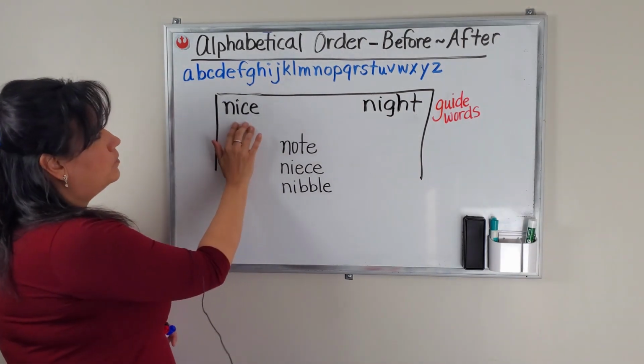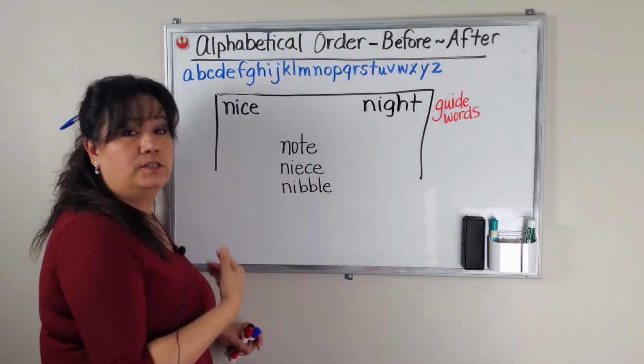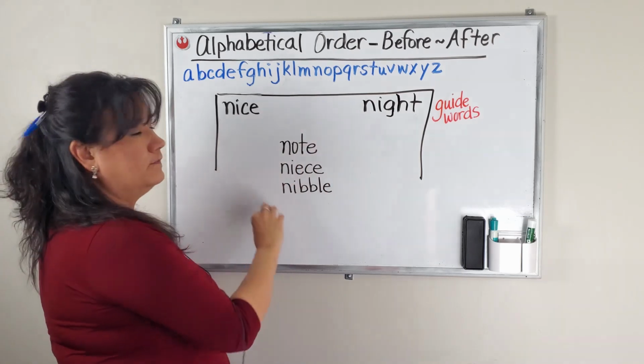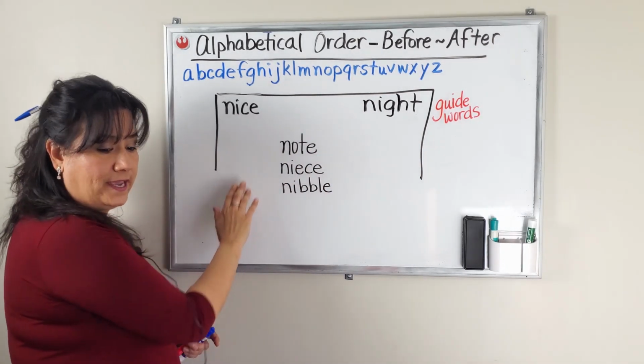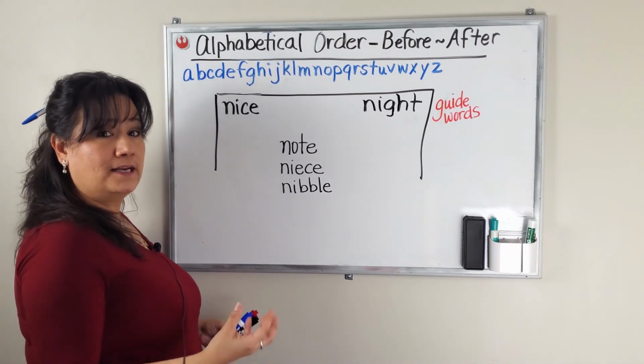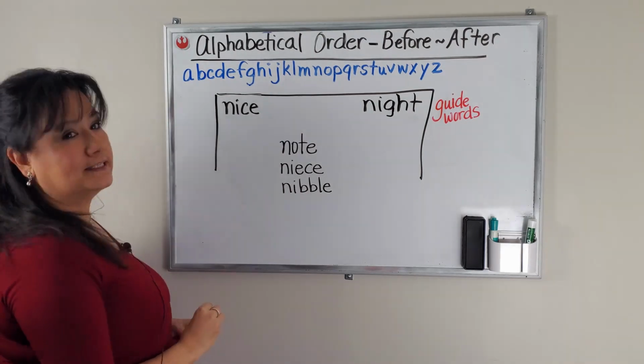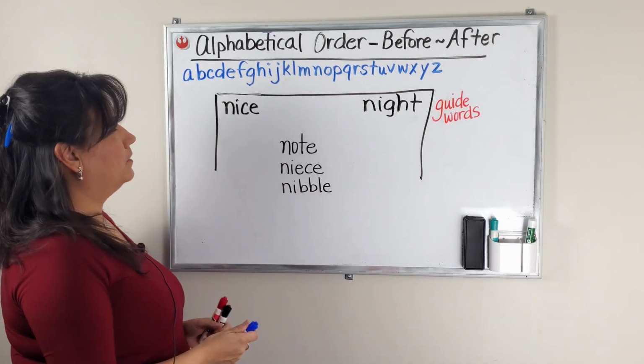And here we have the words nice and night. And of course, these are our guide words. These will help guide us to see if these words are found on this page. Again, we're going to use our alphabet to help guide us and to be our reference point to see where these letters are actually found in alphabetical order.